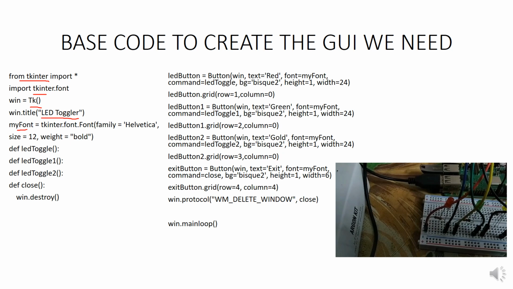Then I am creating 4 buttons: LED button, LED button 1, LED button 2 and exit button. This grid is basically used to position the element, like in which row and which column you want to position the button or the elements. So LED button in row 1, column 0, LED button 1 row 2, LED button 2 row 3, exit button row 4.